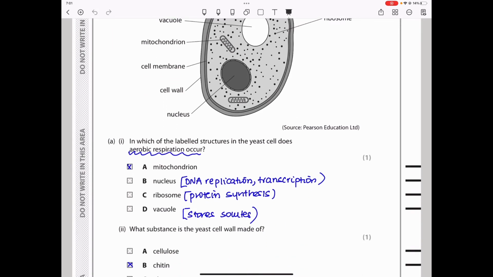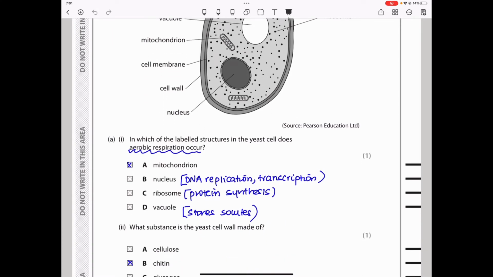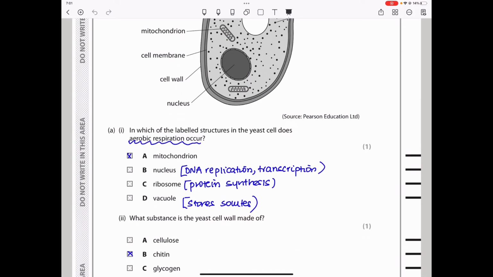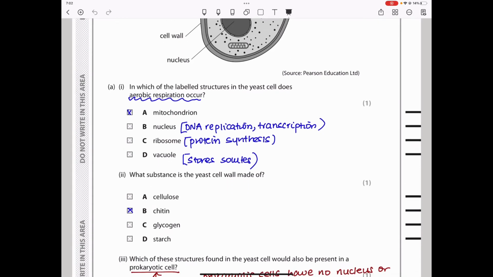So they say, in which of the labeled structures in the yeast cell does aerobic respiration occur? Of course, aerobic respiration will occur inside the mitochondria. The nucleus is for DNA replication as well as transcription. Ribosomes are for protein synthesis, and vacuoles will store solids or store substances. So it's only the mitochondria.